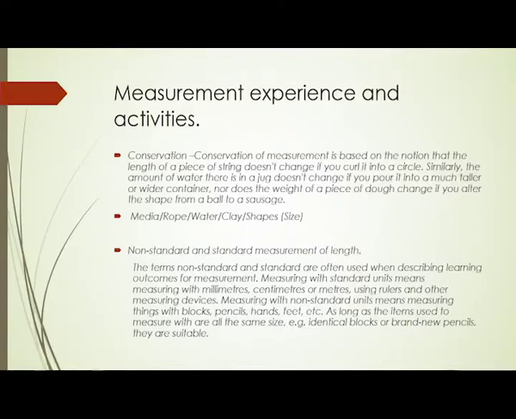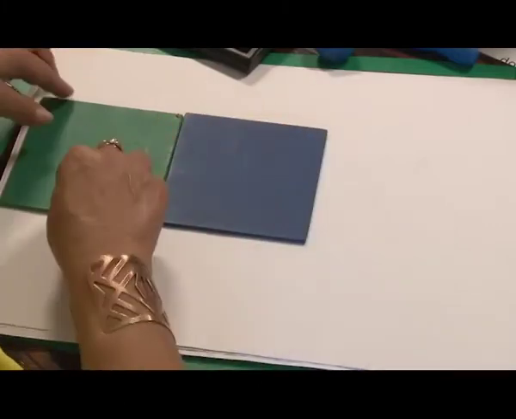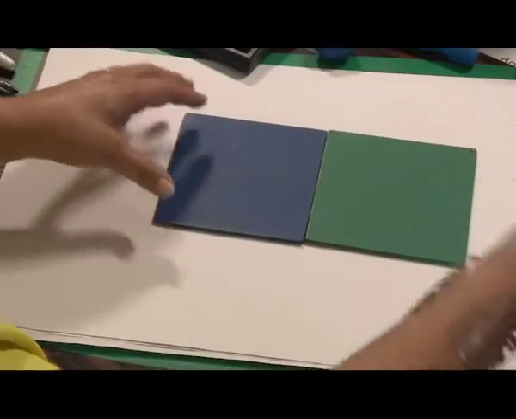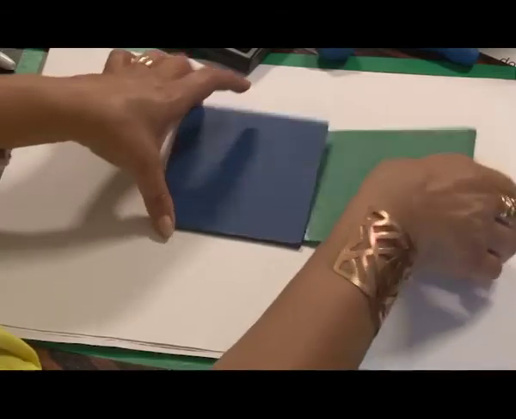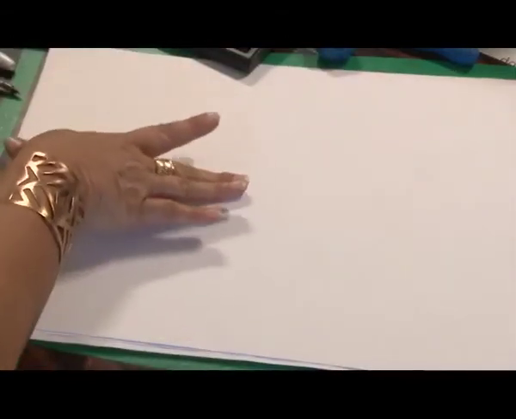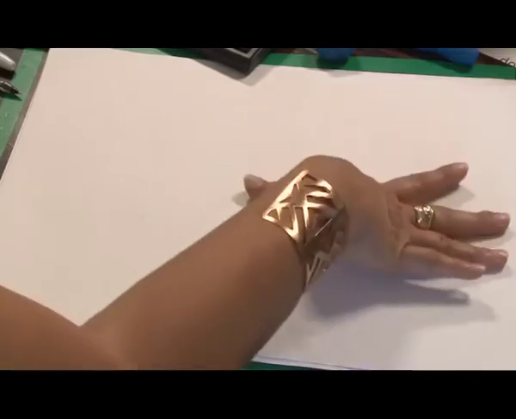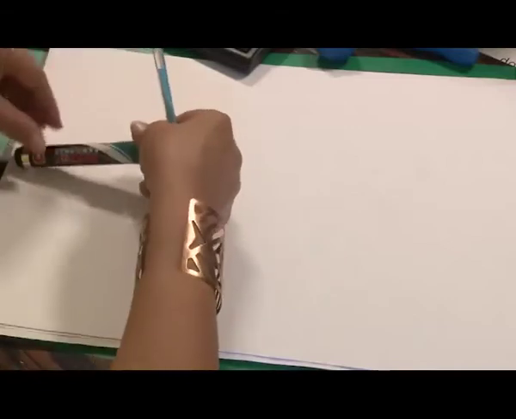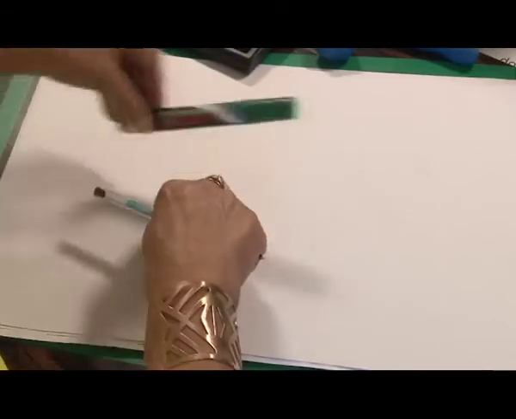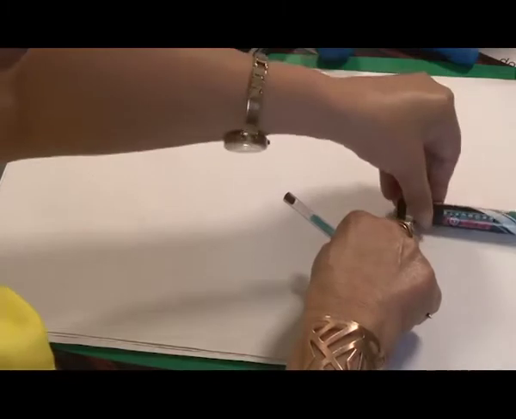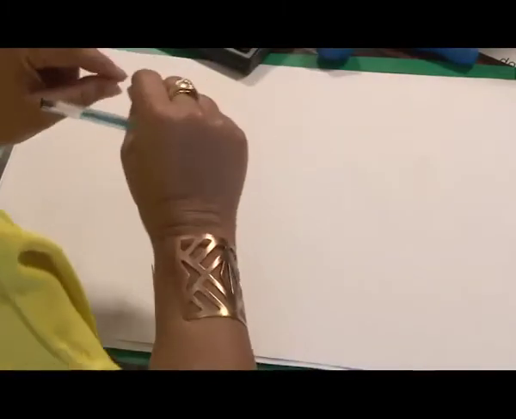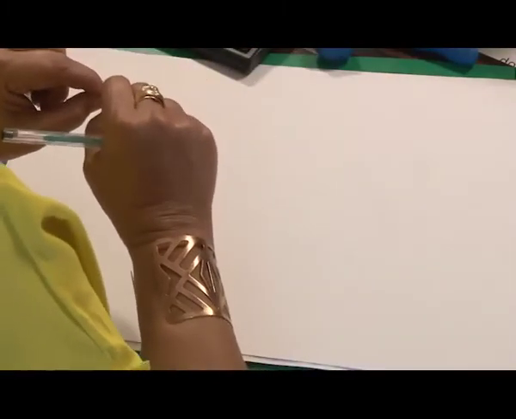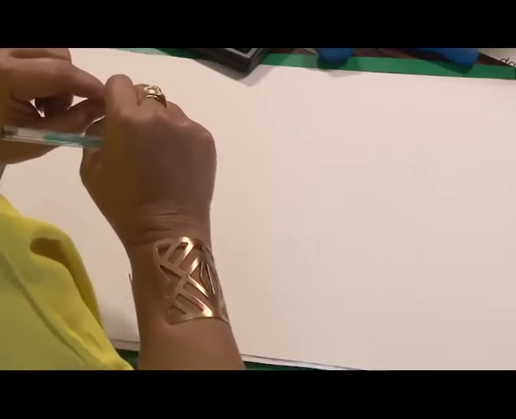For example, to measure the length of this piece of paper, I can use blocks, 1, 2, 3 blocks and a bit, or I can make use of my hand span, 1, 2, or then a pen or a pencil or anything that the child may use or have in front of him. So the child makes use of non-standard means of measuring.